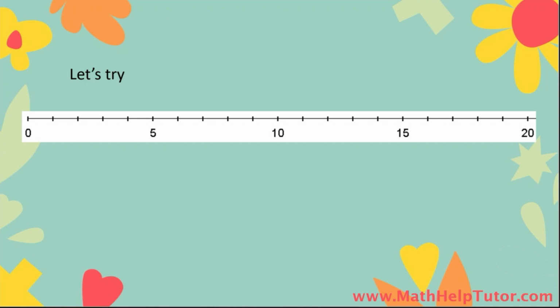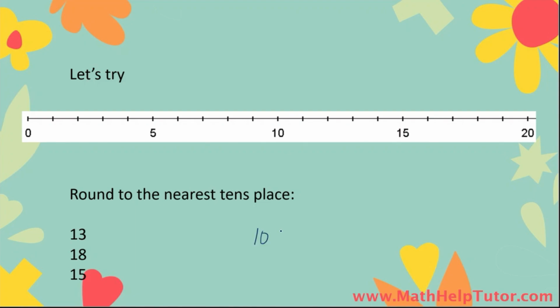Let's try this concept on a few numbers. Let's round the number 13, 18, and 15 to the nearest tens. The tens place value of all these numbers are 10. Let's write the expanded form of these numbers. So for 13, you have 10 plus 3. For 18, you have 10 plus 8. And for 15, you have 10 plus 5. So you can see that their current tens place is the number 10.